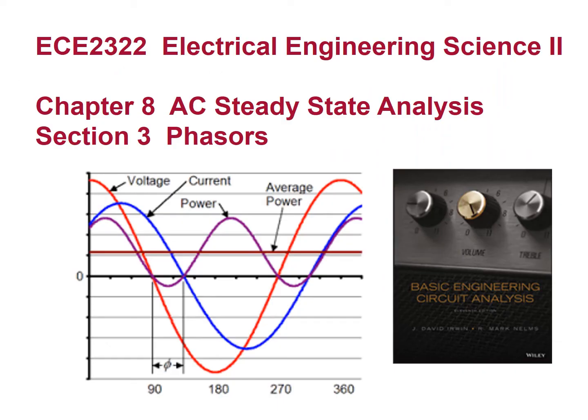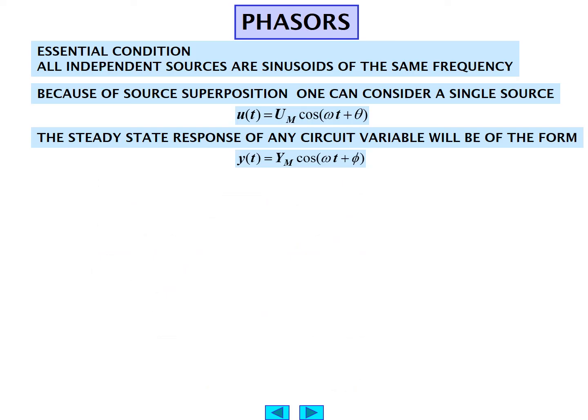Here we have section 3 on phasors in chapter 8. An essential condition is that all independent sources are sinusoids of the same frequency. Because of superposition, even if they were not the same frequency, we can solve each one independently and then add up the answers as independent solutions. That comes from superposition, just like we had for DC circuits, where we had multiple DC sources.